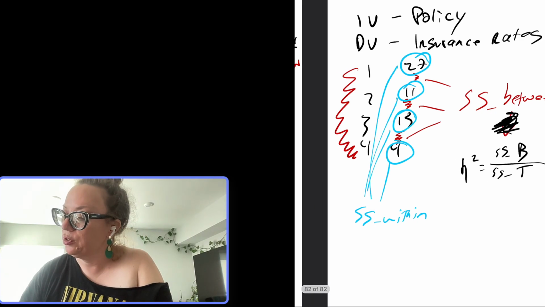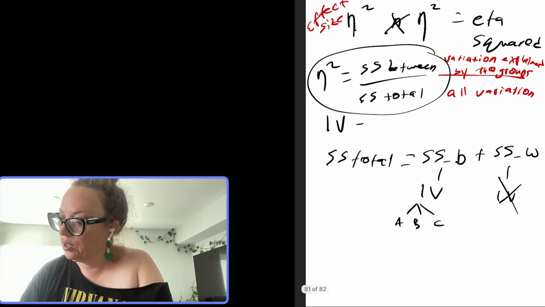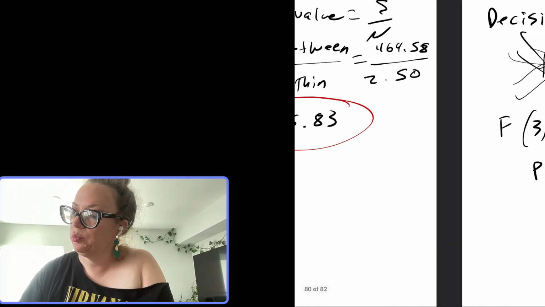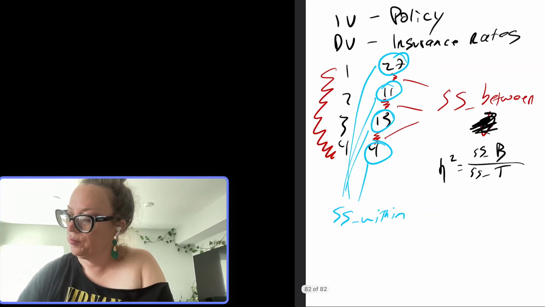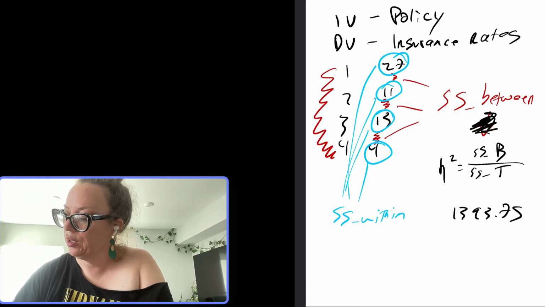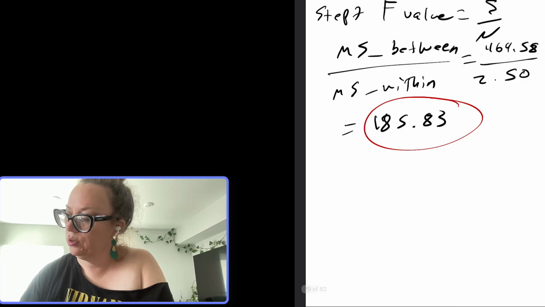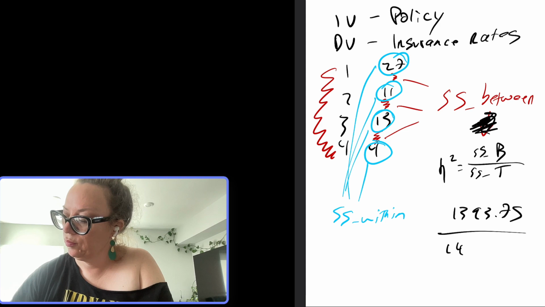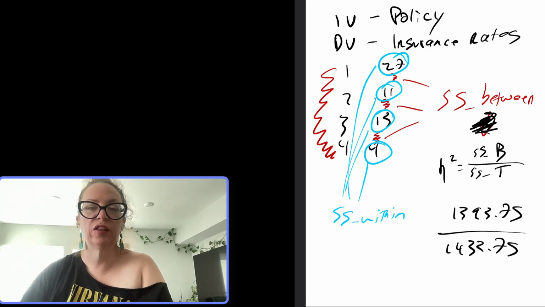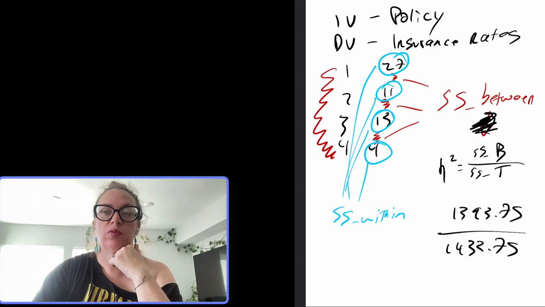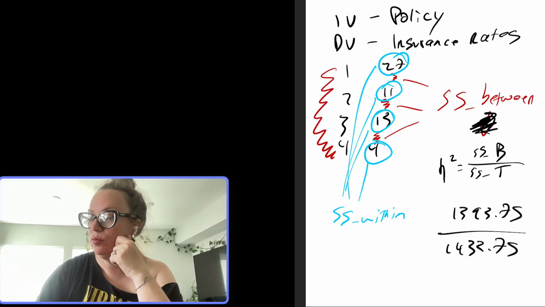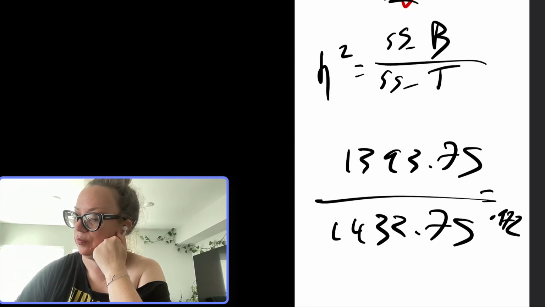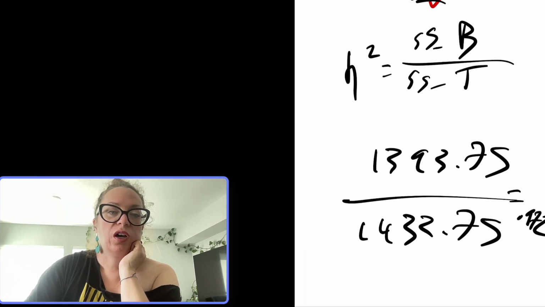So let's see what the SS between and total were. SS between was 1393.75 over the SS total, which was 1433.75. And that's how we got our eta squared, which was 0.972.